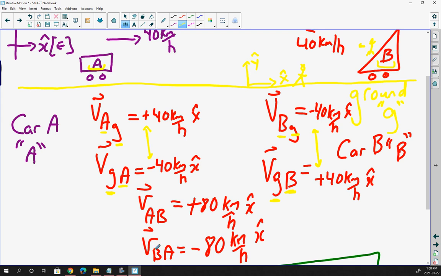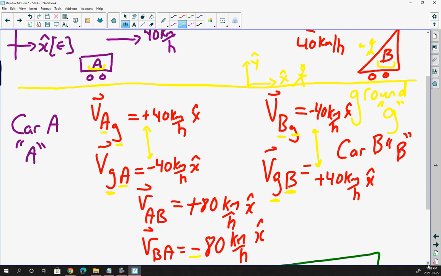Now similarly, put yourself in car A right here. Let's say you're the driver in car A. What's the velocity of car B as you observe it? Well, you would say the velocity of car B with respect to car A is, well, I'm moving at 40 kilometers an hour. I'm in car A. The other car is moving at me at 40 kilometers an hour, so it's going to move towards me at 80 kilometers an hour. But I see that car B is moving in the negative x-hat direction. So the velocity of car B with respect to car A is negative 80 kilometers per hour x-hat.